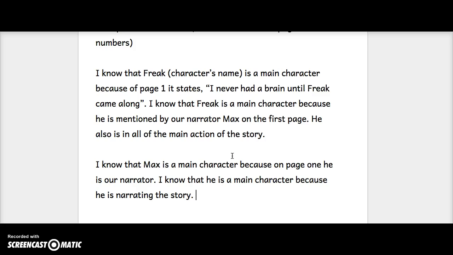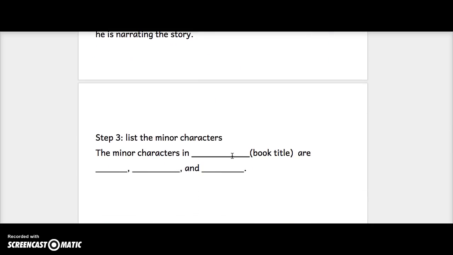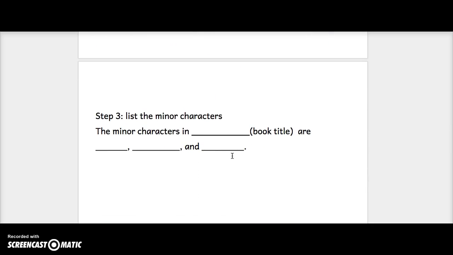So what I've done now is I've given examples for how both Max and Freak are main characters. And then the final thing I need to do now is I need to list the minor characters. Minor characters are characters that are in the story but aren't as important to the story. They are not necessarily in every scene, every page. They show up every once in a while, they leave. They're still important to the story, but the story doesn't really revolve around them or it isn't centered on them.